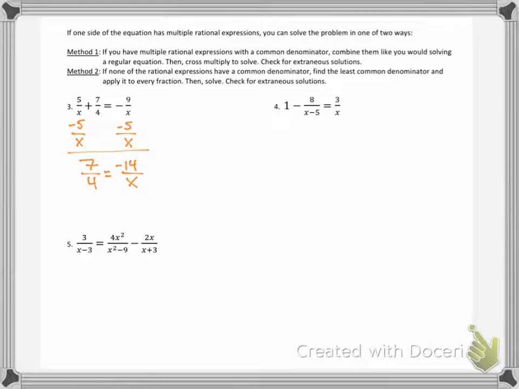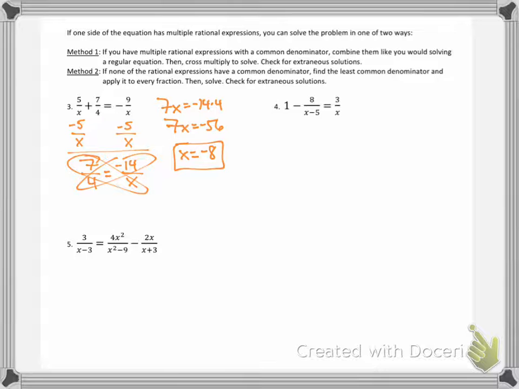That makes it much easier to solve because now this just turns into a cross multiplication problem. So I can just do what I did in the first two examples. 7 times x equals negative 14 times 4. So I would get 7x equals negative 56. Divide by 7, x equals negative 8.